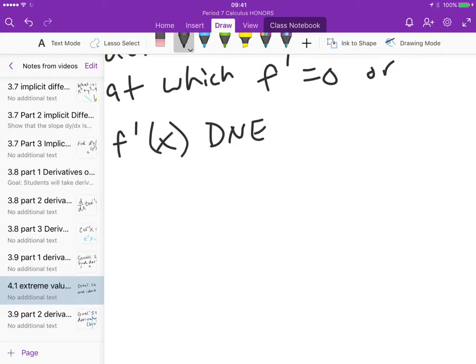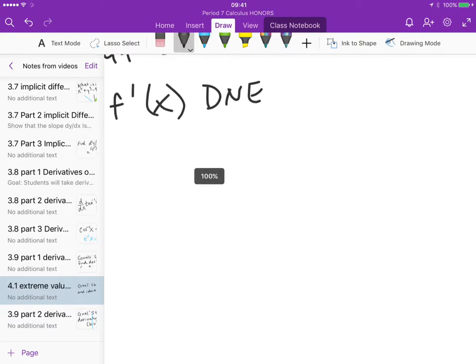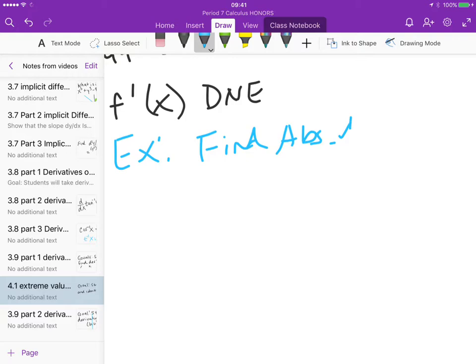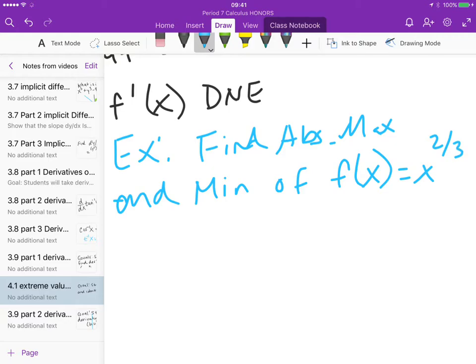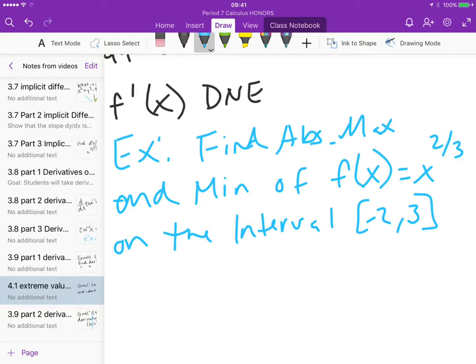Let's wrap up the video with a little example looking into finding absolute extremes. Let's say, for instance, our first example for this video is to find the absolute max and min of the function f of x equals x to the 2/3 power on the interval -2 to 3 included. Let's just think about it for a sec.